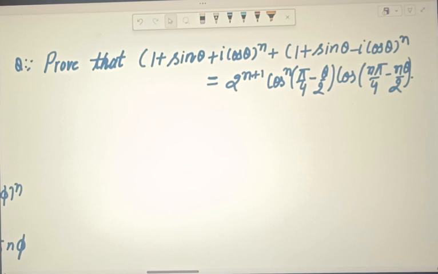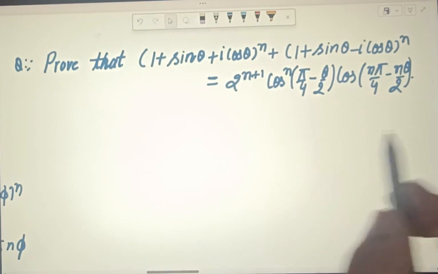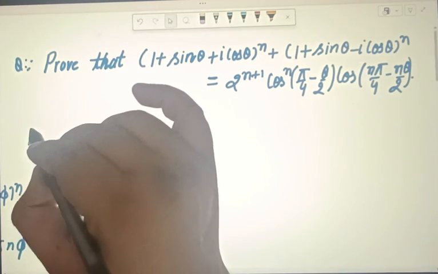Here I am going to discuss the important questions based on De Moivre's theorem. Okay, so now I start. The questions are very simple.